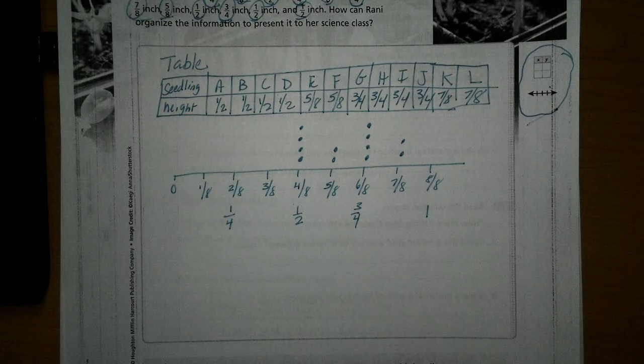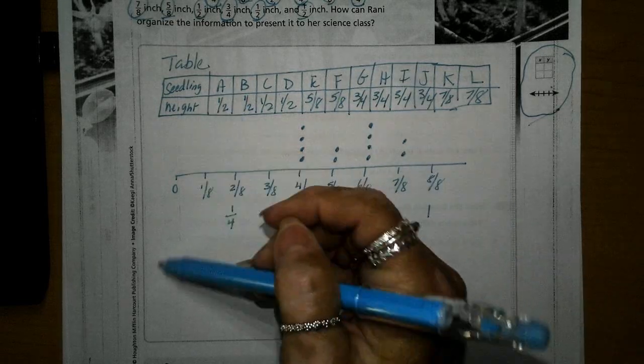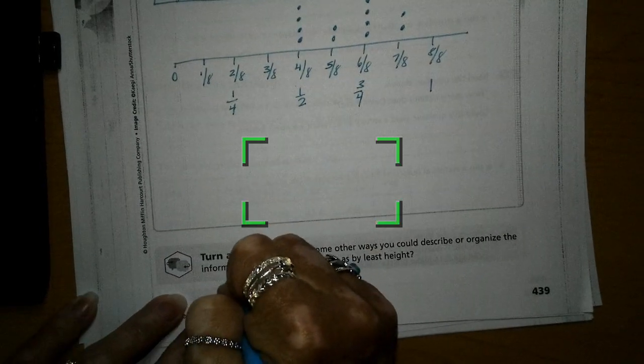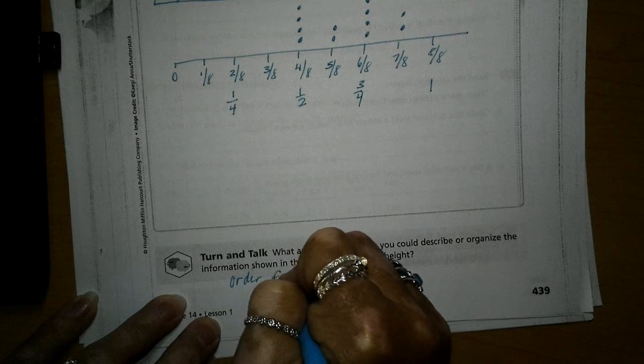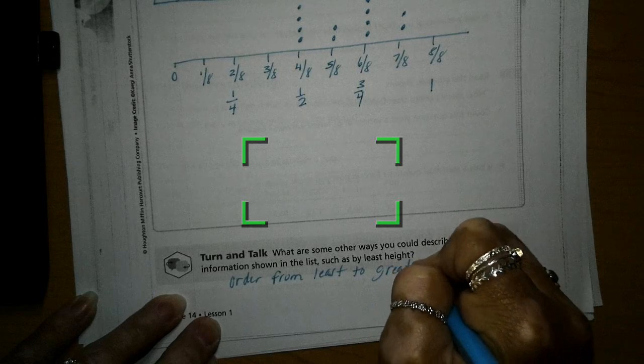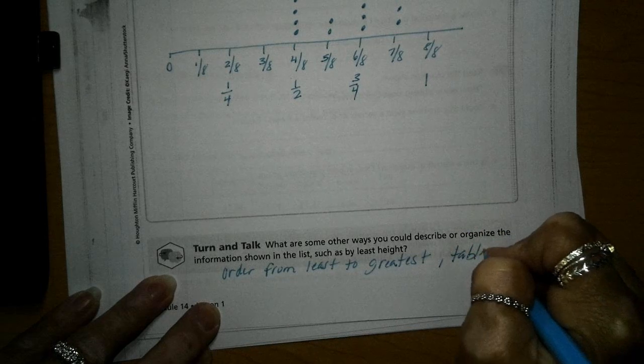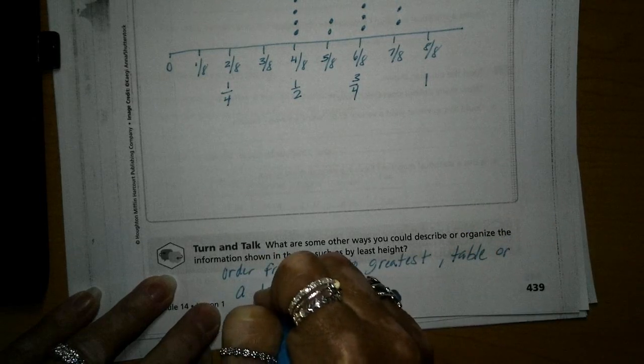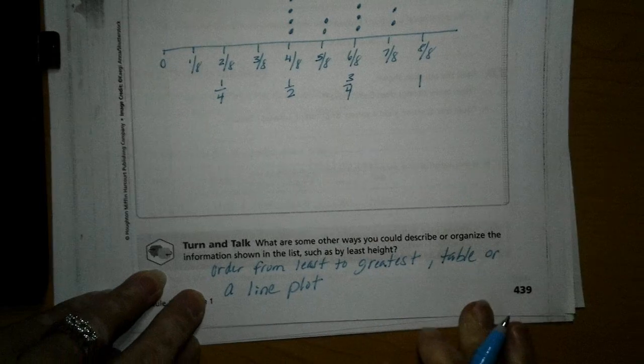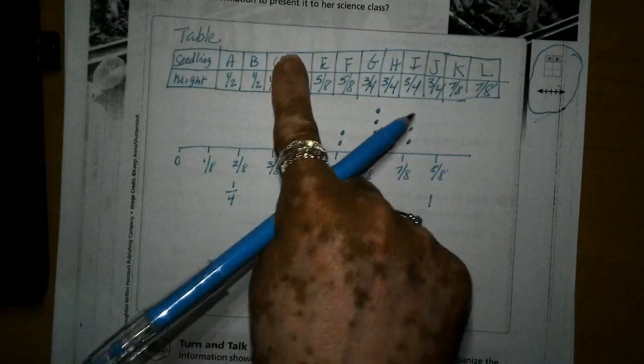Well, we already did that, right? So we did 2 things. We did a table and we did a line plot. So the turn and talk could be order from least to greatest, which we did. You can create a table or a line plot. So those are some of the ways that we could have done, and we actually did all 3 of them up here, right? So there's really not much else that we could have done.